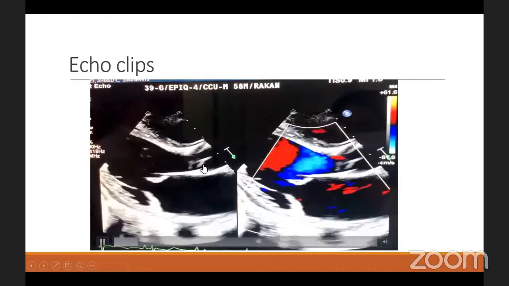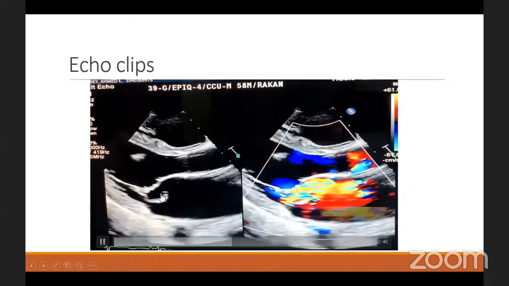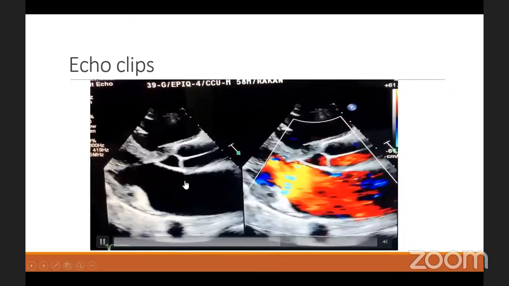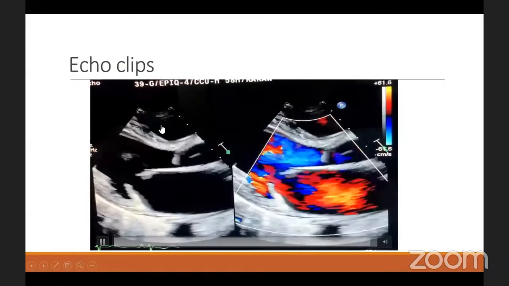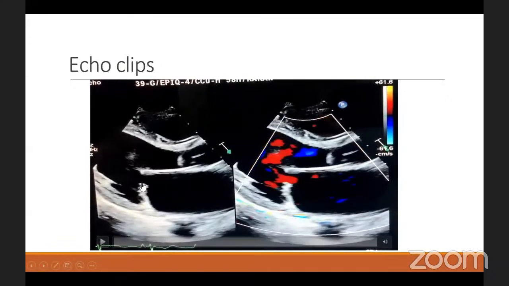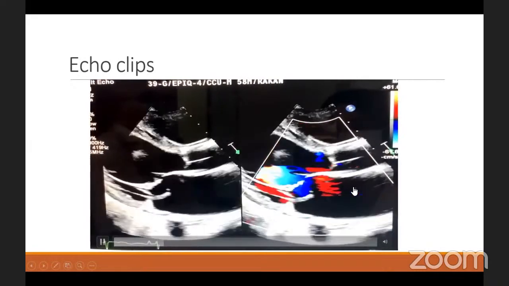As you can see here, this is a long axis parasternal axis view of the echo. This is the left atrium, this is the left ventricle, this is the aorta. Now you can see here, this is the mitral valve with a severe mitral regurg.